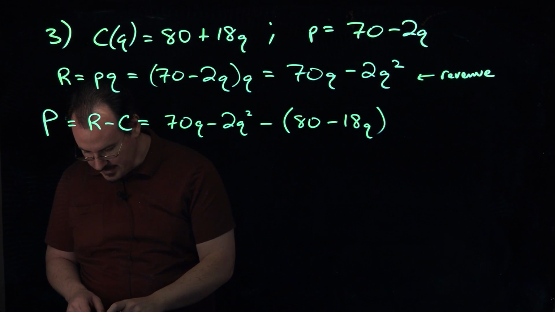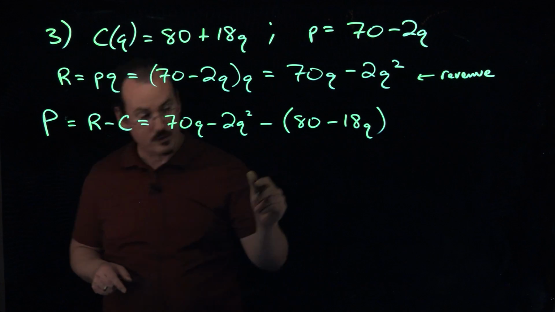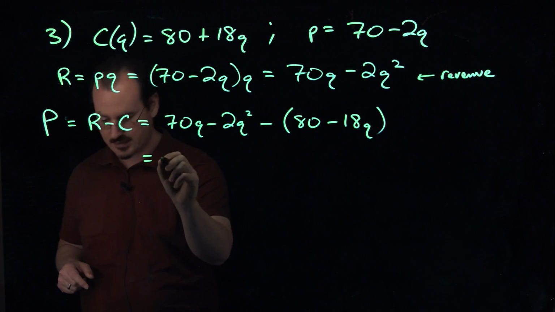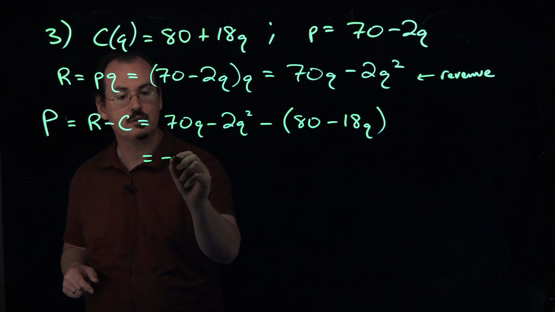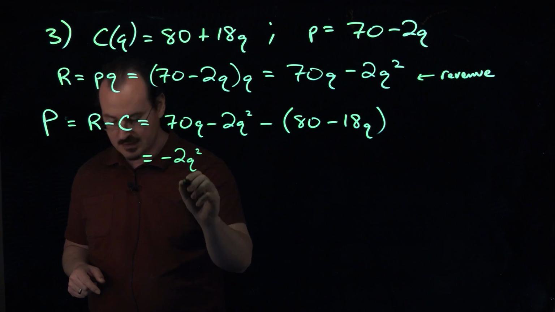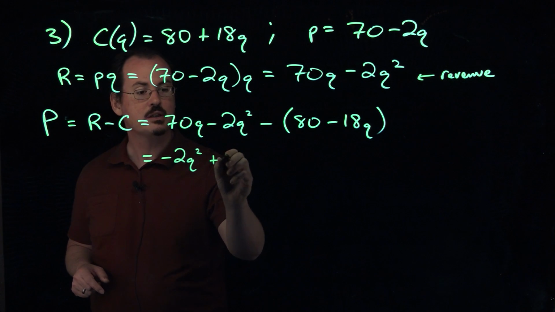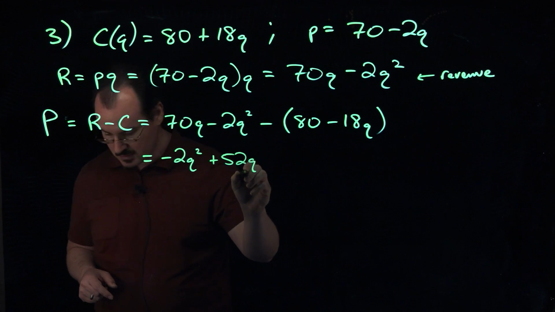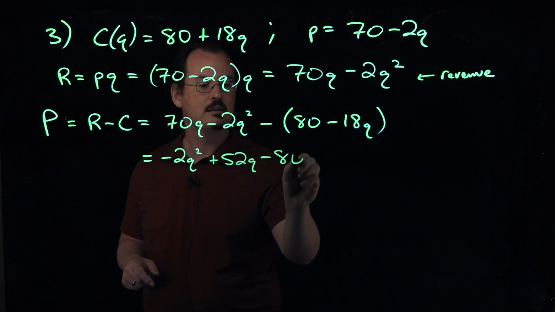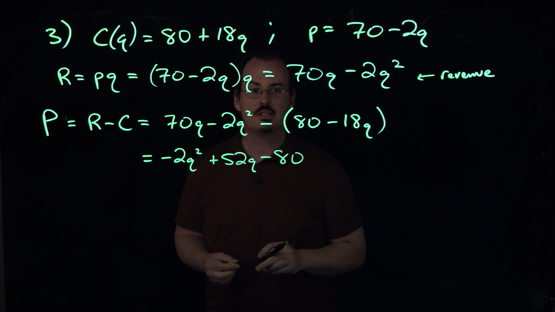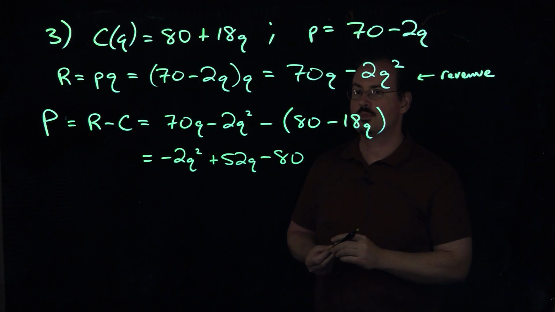So if you do all that, you get for your profit function negative 2q squared plus 52q minus 80. So there is our profit function. That's the thing that we're trying to maximize.